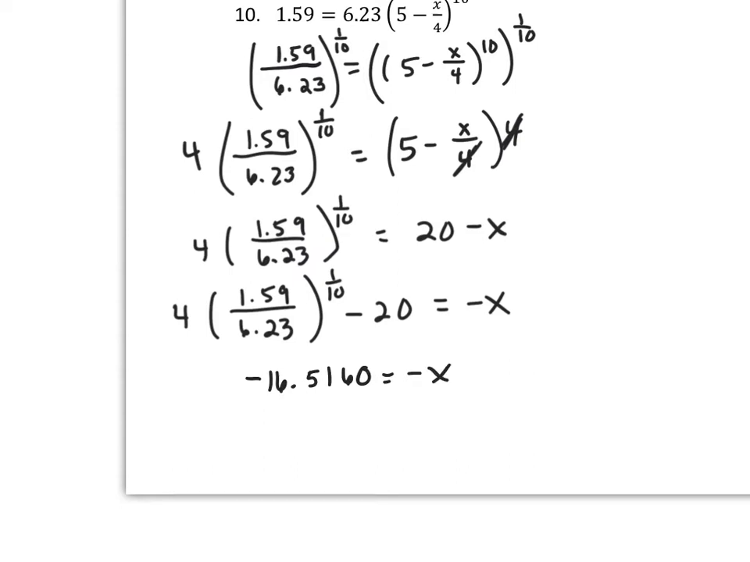And now just divide both sides by -1, or multiply both sides by -1. Because you want to solve for x, not negative x, and that's just going to give you positive 16.5160, rounded to four places. Your professor will tell you how many places they want.